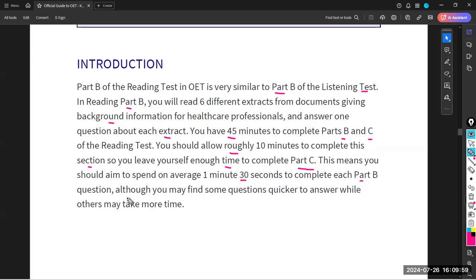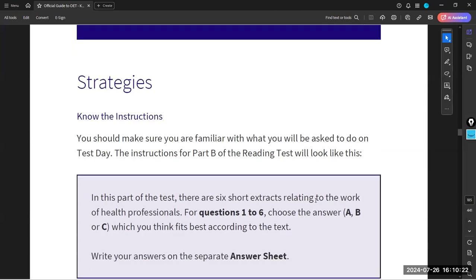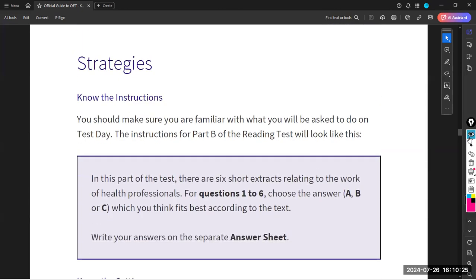This means that you should aim to spend on average 1 minute and 30 seconds to complete each part B question. We have to be as fast as we can, because don't forget that we have 3 parts: part A, B, and C. Although you may find some questions quicker to answer, other questions will need more time. Now, what are the strategies that I have to keep in mind while answering the multiple choices in part B?